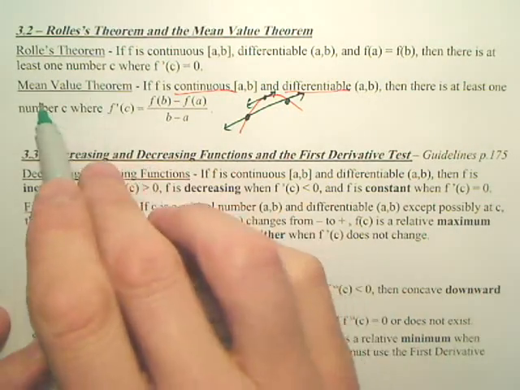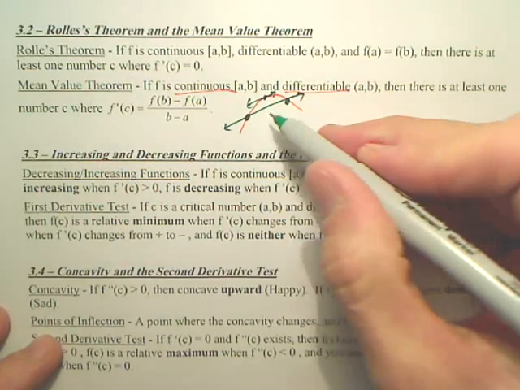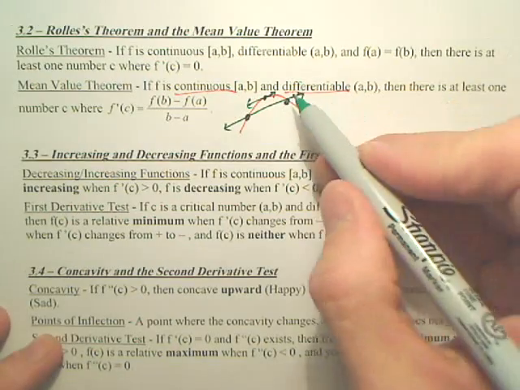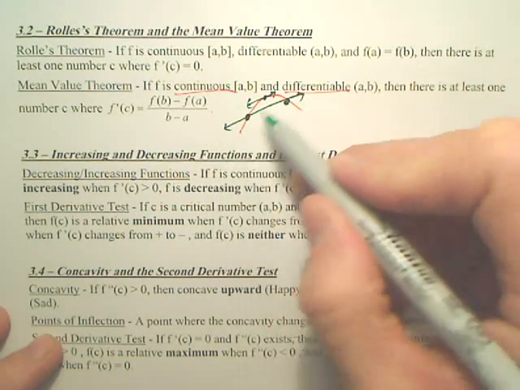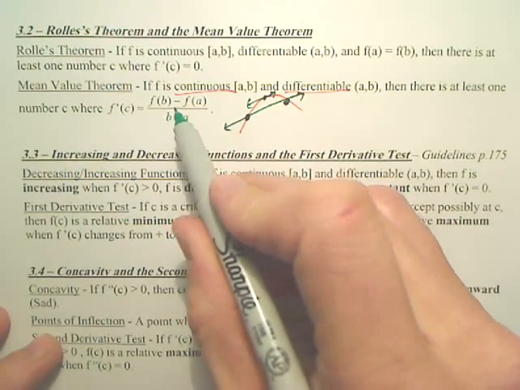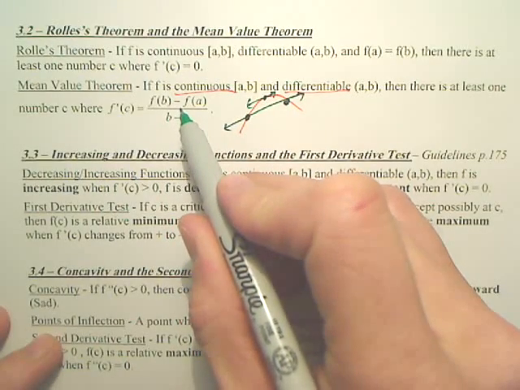Let me restate that. Mean value theorem. Mean means average. Isn't this your average slope from here to here? In that interval, isn't that your average slope, the secant? That's this. Isn't that slope f of b minus f of a over b minus a, y2 minus y1 over x2 minus x1?